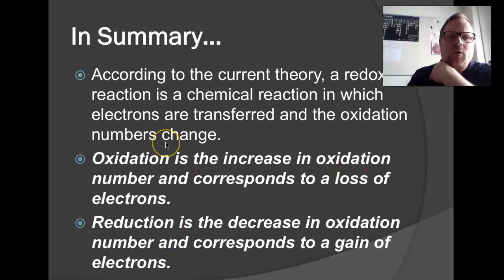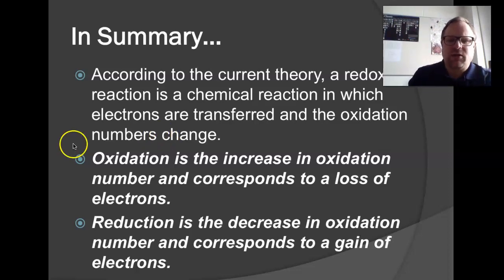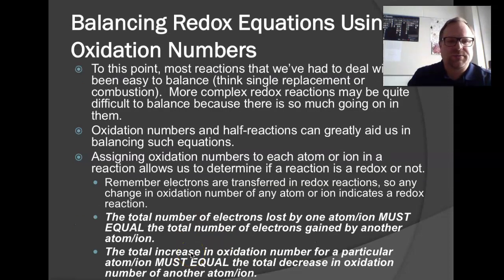So in summary, according to current theory, a redox reaction is a chemical reaction in which electrons are transferred and oxidation numbers change. Oxidation is the increase in oxidation number and corresponds to a loss of electrons. Reduction is the decrease in oxidation number, which corresponds to a gain of electrons. So now, after I goofed up before, this is where we're going to get into balancing equations using oxidation numbers.